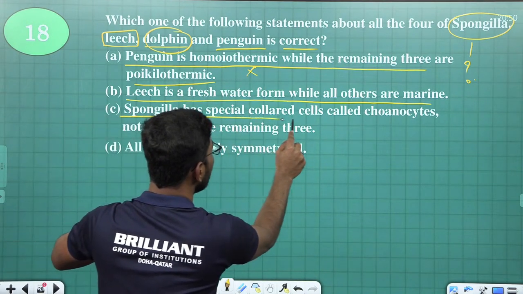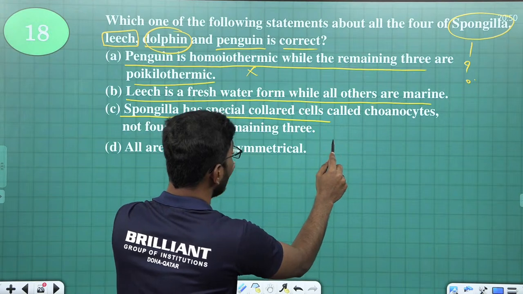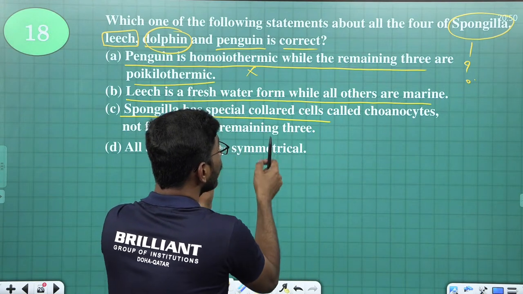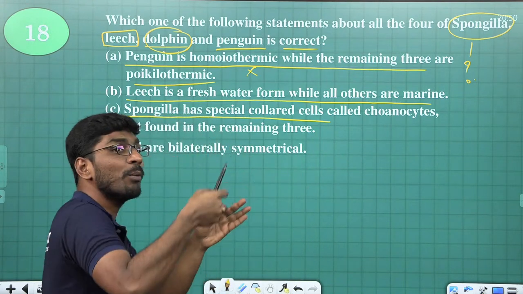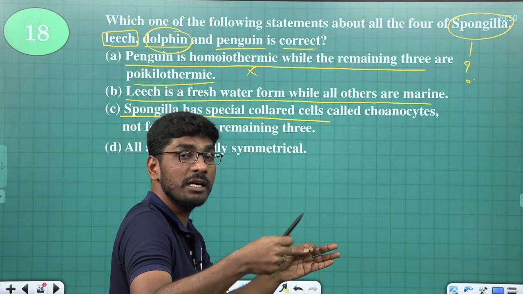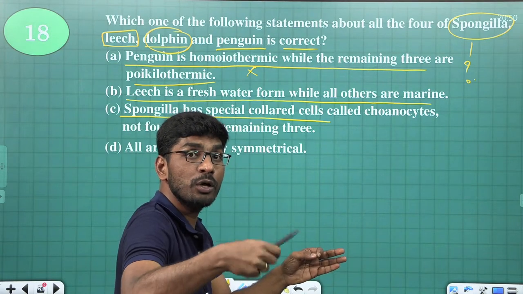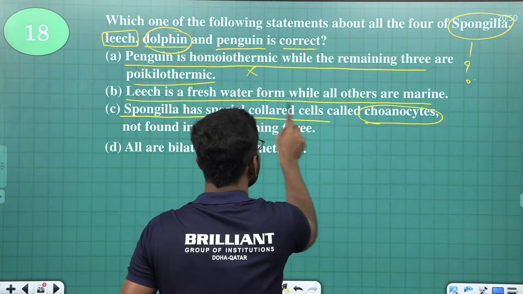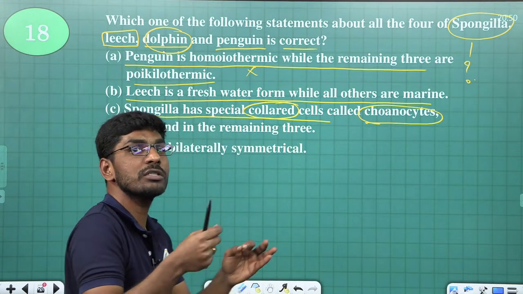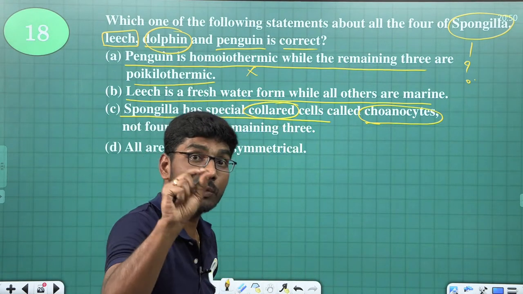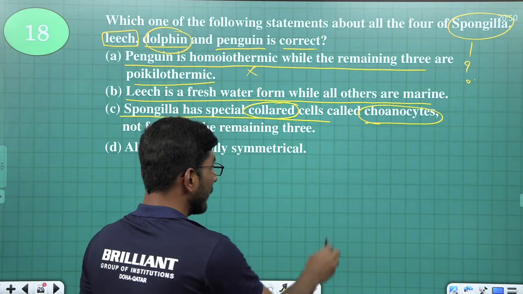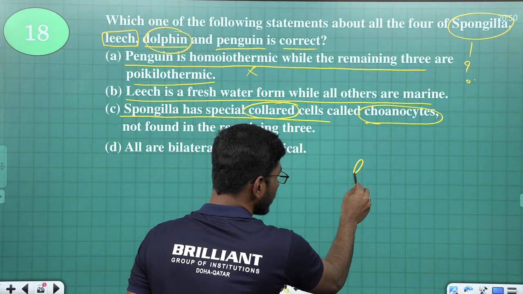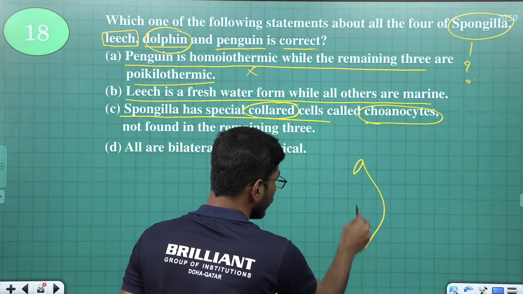Spongilla has special collar cells, also called choanocyte cells. Look at it. These collar cells, or choanocytes, are exclusive to Porifera. If you are able to recall my class, this is what they call the sponge diagram.